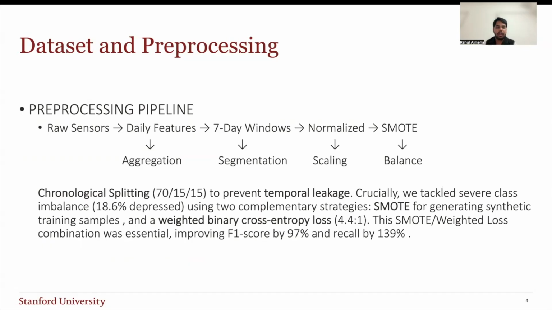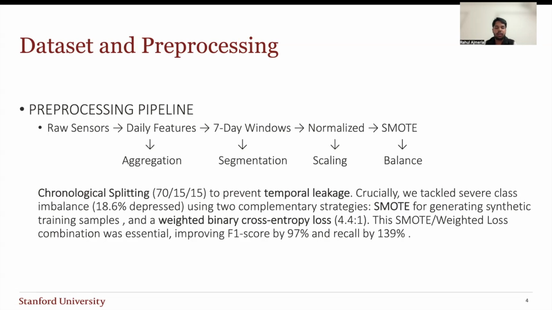Our pipeline extracts daily features from raw sensor data, creates 7-day sequences, and applies the Synthetic Minority Oversampling Technique. This is to handle the class imbalance. The technique works by creating new synthetic data points for the minority class instead of simply duplicating the existing ones.